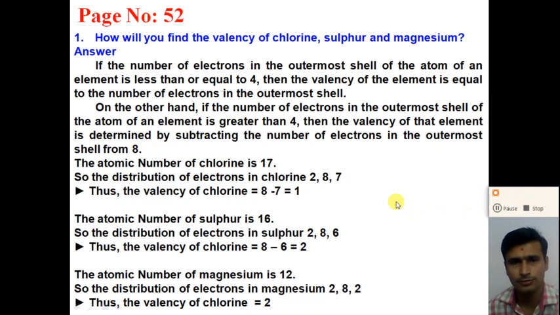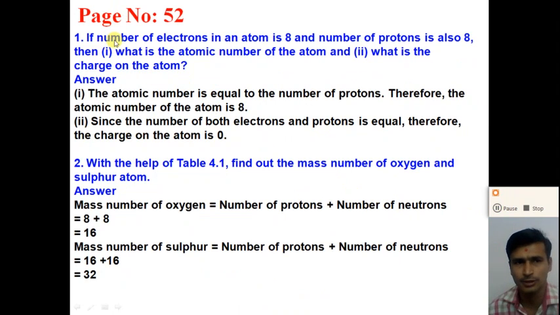So now, the second question, on page number 2, is the first question. If the number of electrons in an atom is 8 and the number of protons is also 8, then what is the atomic number of the atom and what is the charge on the atom? Here the number of protons is 8 and the number of electrons is also 8, right? So here the atomic number of the atom is equal to the number of protons. So we can say that here the number of protons is 8, then the atomic number of the atom is 8, right?